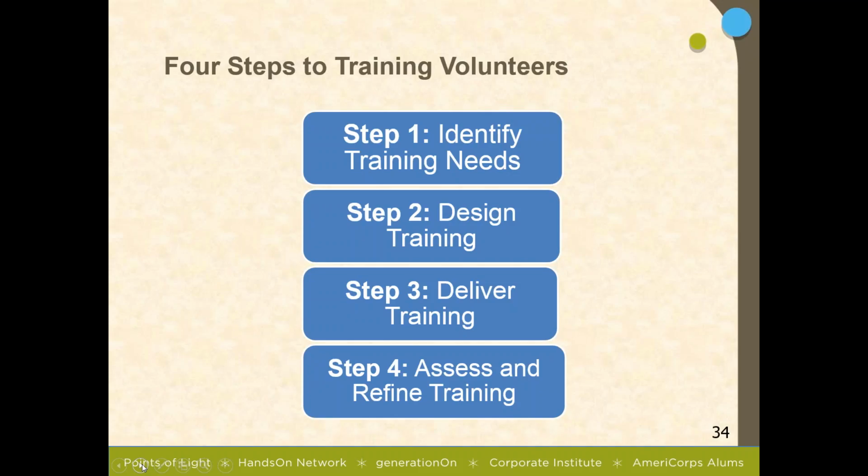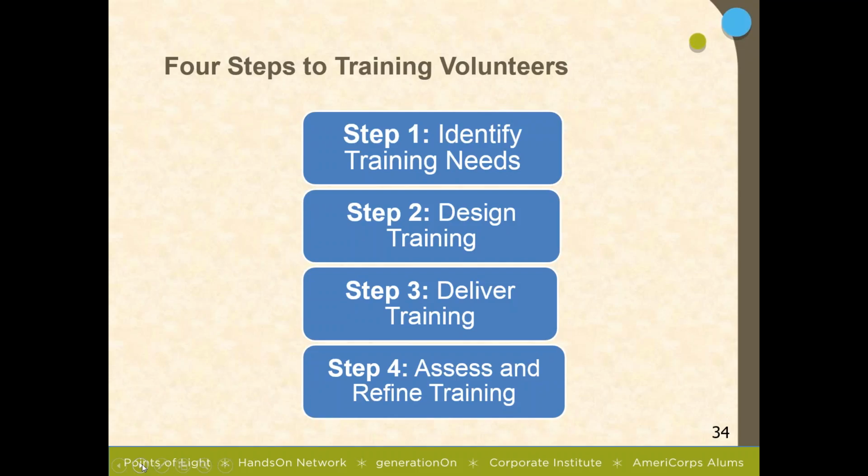So if we follow these 4 steps when we train volunteers, we set ourselves up for success, and that's what we all want. So step 1, identify those training needs. What are they? What skills, attitudes, and knowledge do our volunteers need to be successful in the specific role that they will be fulfilling? So look back at that role description.